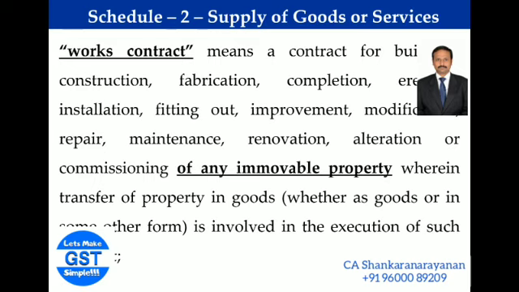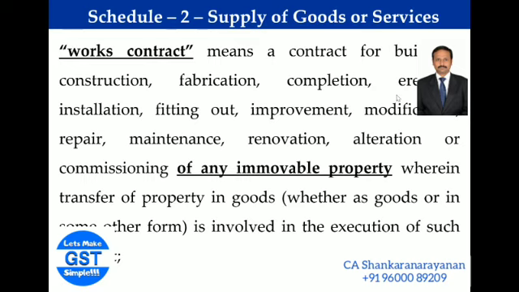On a factory building, I am doing fabrication of steel, and after fabrication, it will become immovable. Then it is considered to be a works contract. So there must be goods, there must be service, plus it is in relation to an immovable property. Then only it is considered a works contract. And for works contract, the taxability is dependent upon where it is rendered. 18% is the general one.